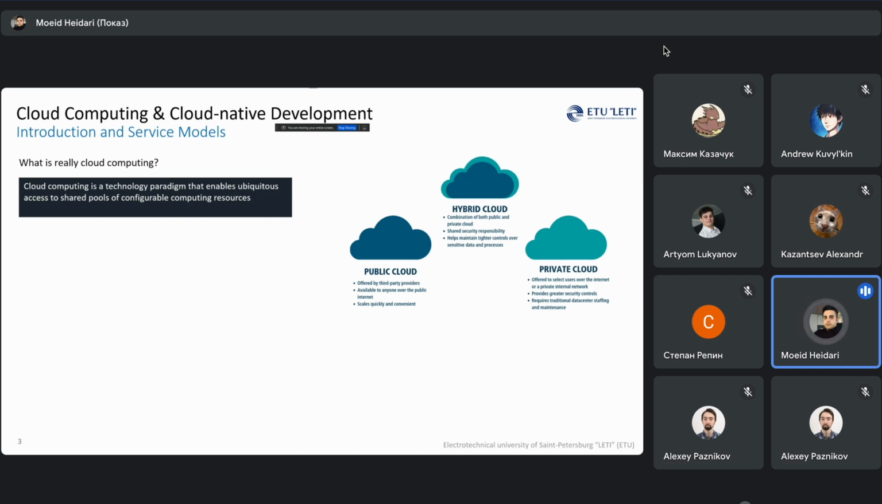So beside this public cloud provider, when you are working in a large scale company, most of the times you will have a private cloud system which is being developed or maintained by a team internally in that organization. And this private cloud provider is not going to provide the services to public people who have access to public internet, but it will be just accessible for the employees of that company. So it is offered to selected users over the internet, or a private internal network.